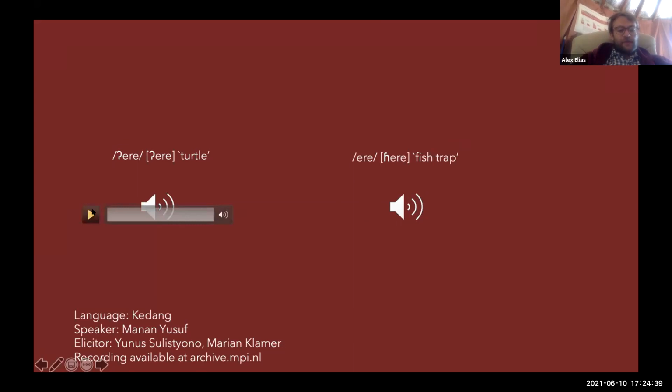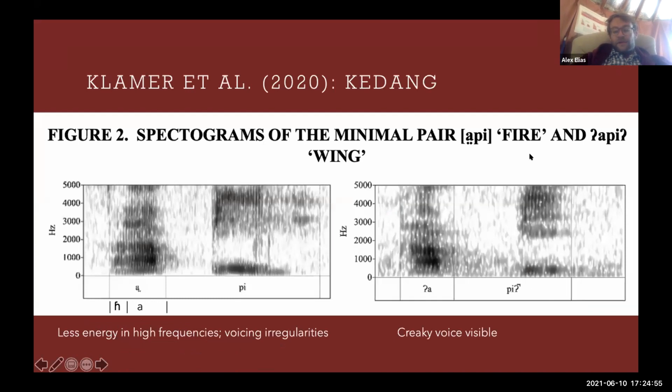Just one more example. Ire, ire. And compare that to ire, ire. So that's the phenomenon being discussed. And this is what it looks like on a spectrogram.